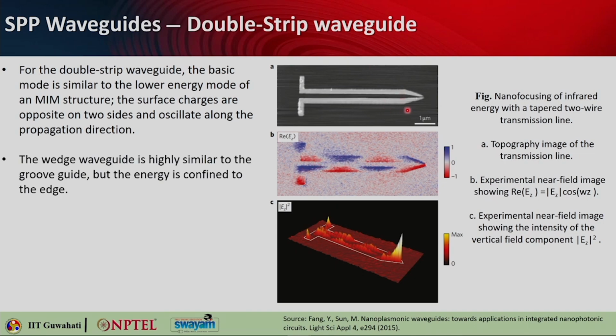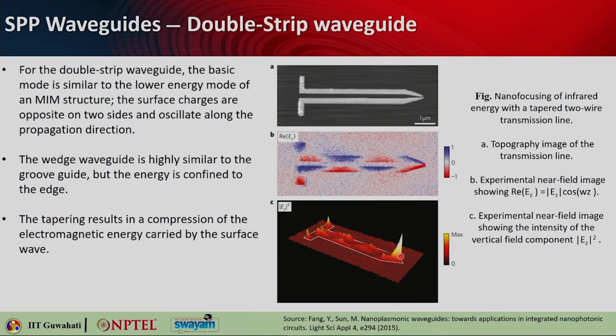This wedge waveguide is highly similar to the groove structure, and you see the energy is confined in the edge. Here also you can see the near field image of the intensity pattern. Towards this particular groove you have the highest energy concentration. The tapering results in the compression of the electromagnetic energy that is being carried by the surface wave.